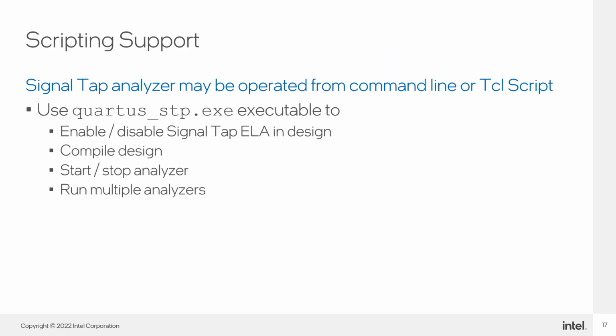The Signal Tap Logic Analyzer can be fully controlled through the command line or scripted using Tcl commands. The command line can be used to enable or disable a particular Signal Tap file for a project. You can also compile a design that includes the logic analyzer, start and stop an analysis, as well as control multiple Signal Tap instances simultaneously. The command line scripting chapter, along with the Signal Tap chapter, both in the Intel Quartus Prime Handbook, have a number of examples of how to run Signal Tap from the command line or a Tcl script.